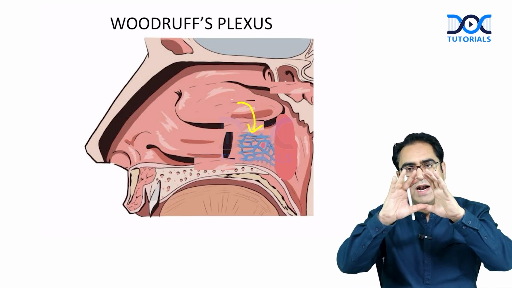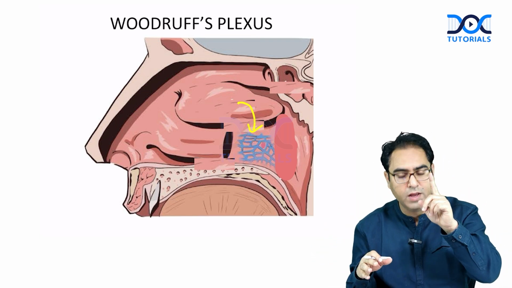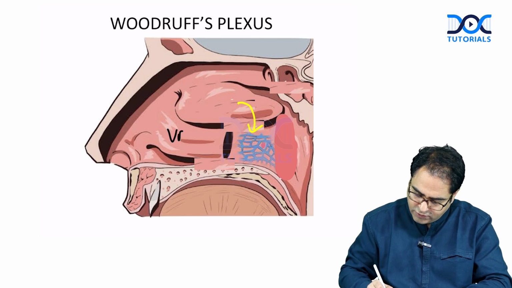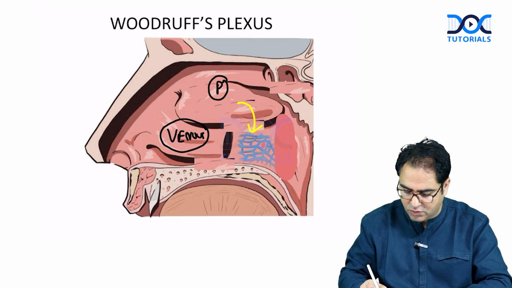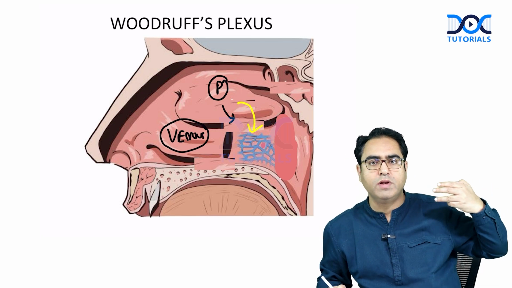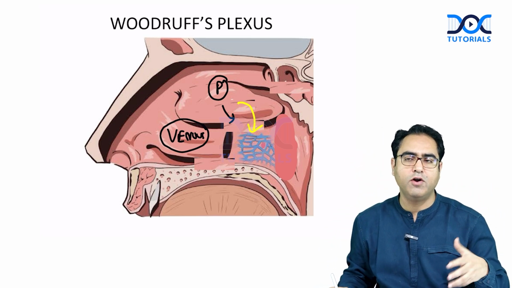The picture is of the lateral wall of nose and you're seeing it on the lateral wall of the nose, not on the septum. And my dear friend, this is a venous plexus. It's a venous plexus, not arterial. It's a venous plexus and it is a posterior plexus, not anterior. Okay, so it's the posterior part of the lateral wall of the nose. Okay, so Woodruff plexus is not a very common site of bleeding.